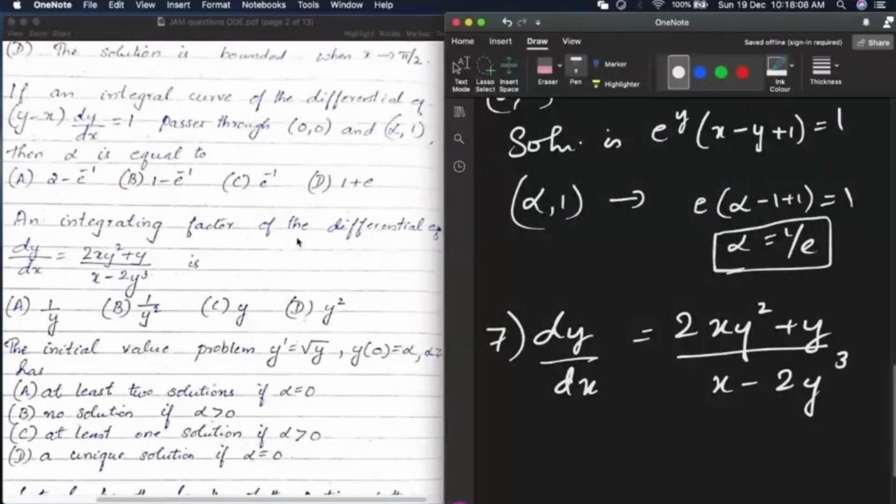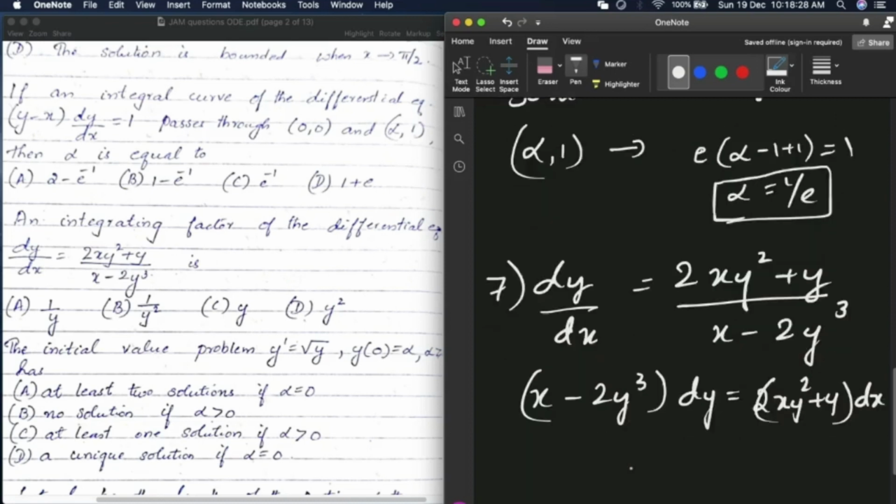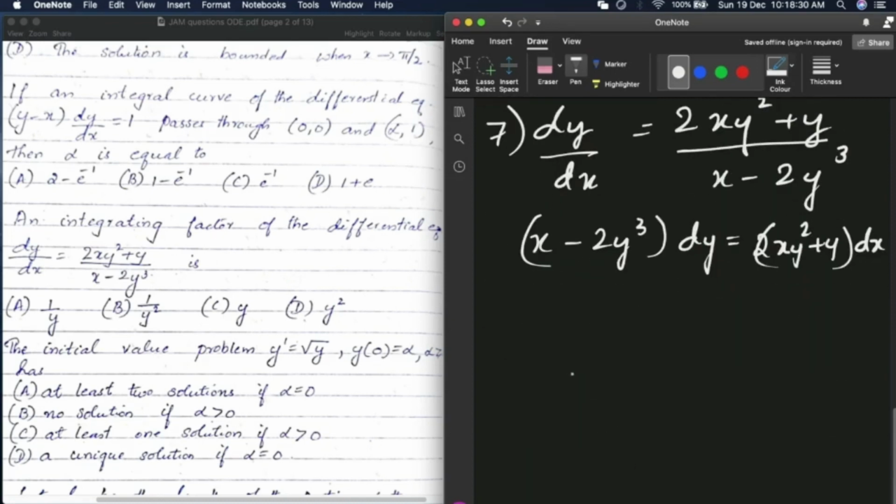So write it in m dx plus n dy form. That's the first thing that you can do. That means identify m and n. So it is x minus 2y cube into dy is equal to 2xy square plus y into dx. I told you the standard form is m dx plus n dy is equal to 0. This is a direct question. Can you do it?